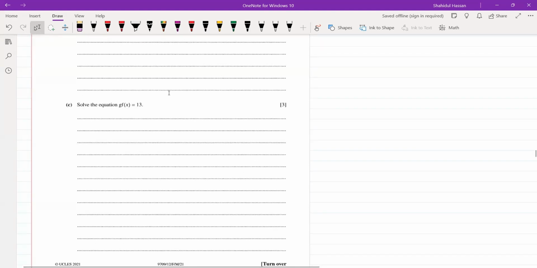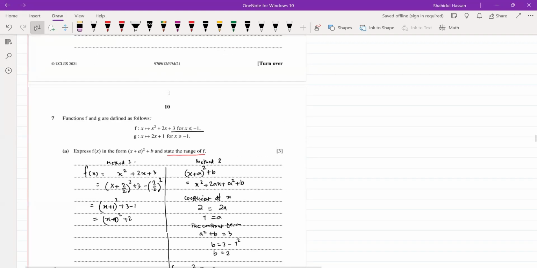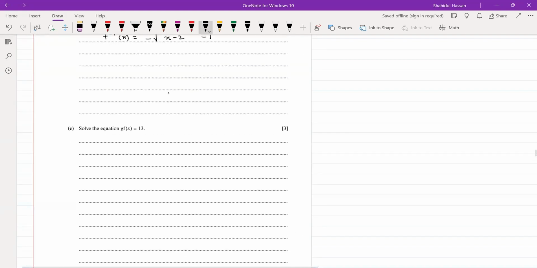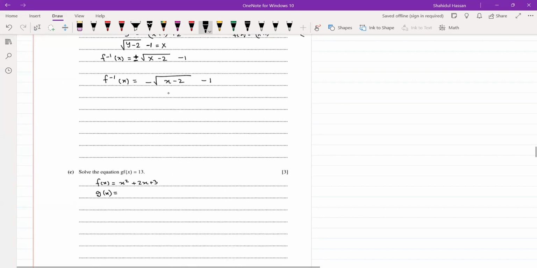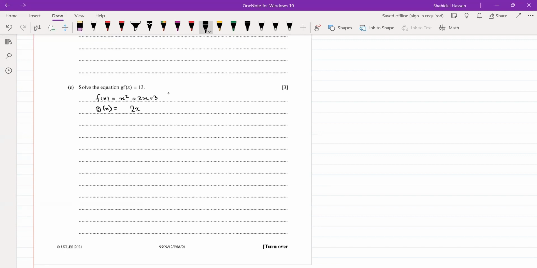Solve the equation g of f of x equals to 13. Next question. So f of x is x square plus 2x plus 3. F of x is equal to x square plus 2x plus 3, and g of x is equal to 2x plus 1. Now the question says solve the equation g of f of x. Now g of f of x should be equal to the g function 2x plus 1.